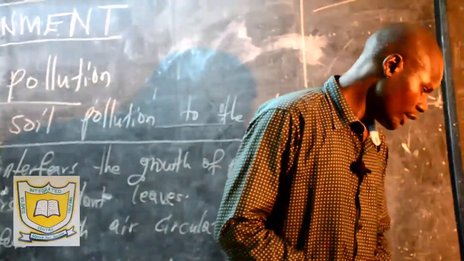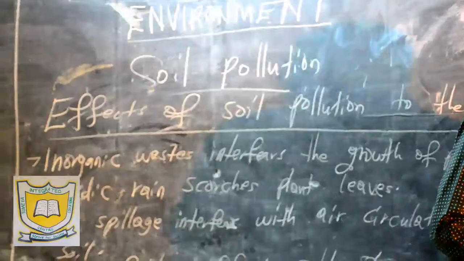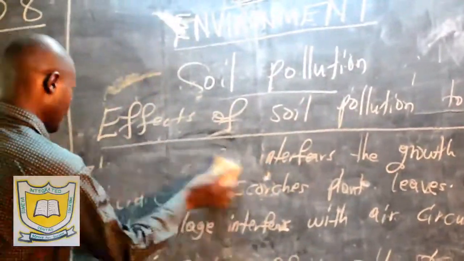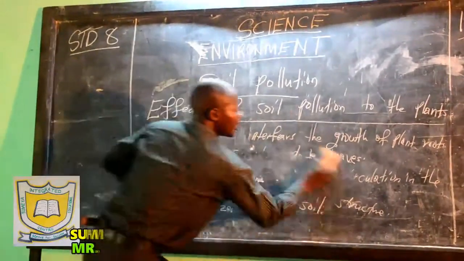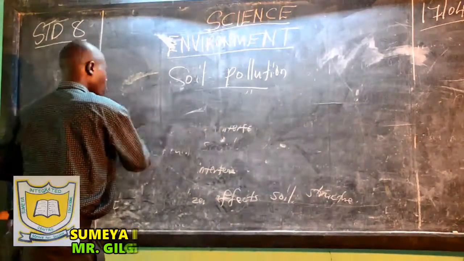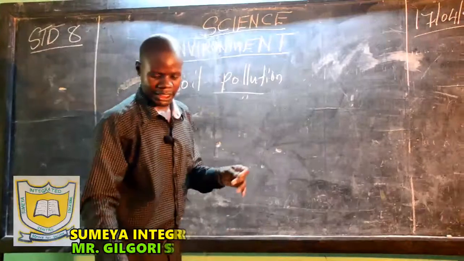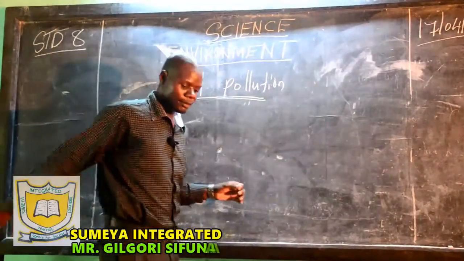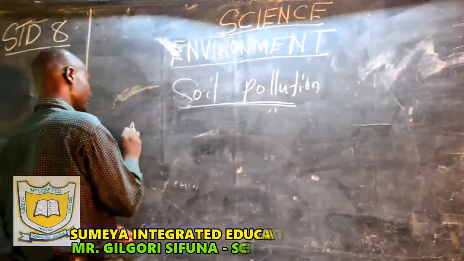Now, we have an activity. How can we carry out an activity to know that polluted soil can affect growth of plants? How can you carry out an experiment to see that polluted soil is affecting plants? An activity.